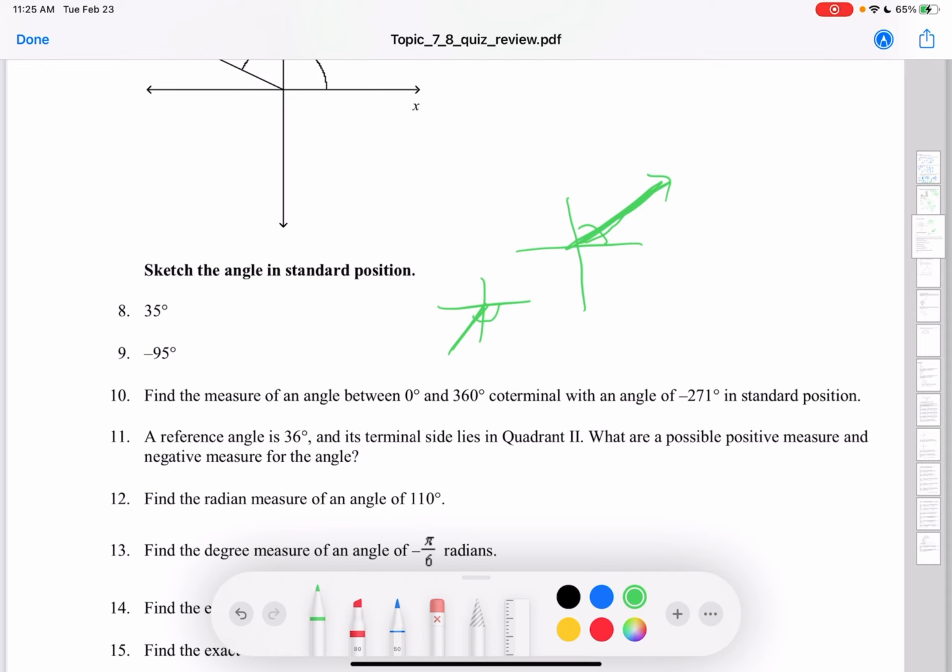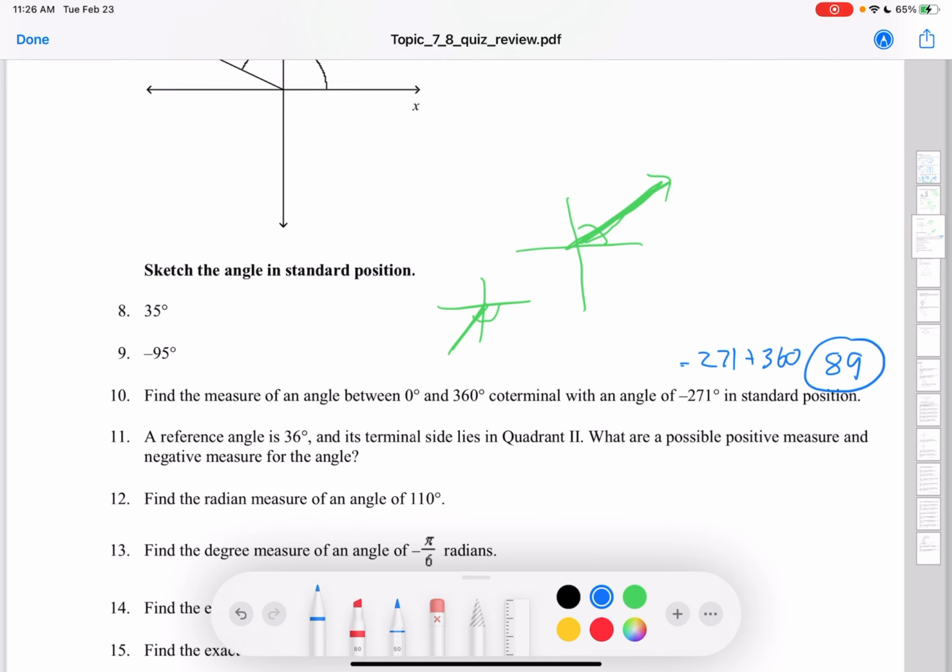Number 10, find a coterminal angle between 0 and 360. So I'm at negative 271. So change colors here. If I go negative 271, coterminal means it has the same terminal side. So I'm going to rotate 360 degrees. If I go 360 degrees, I get 89. So there's the answer for number 10.